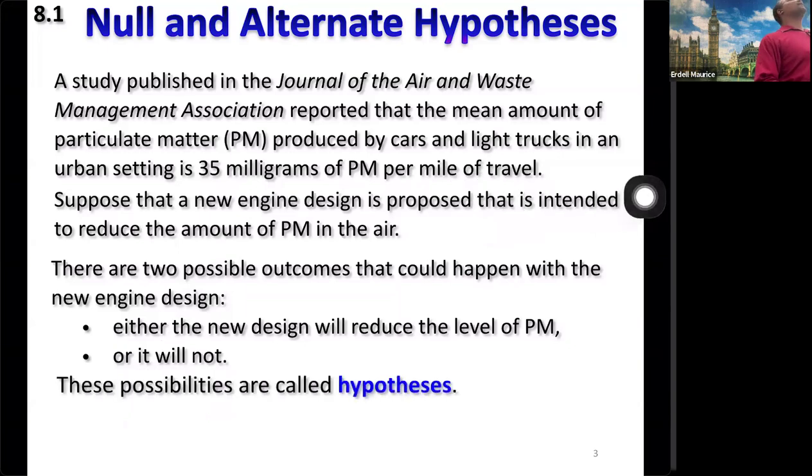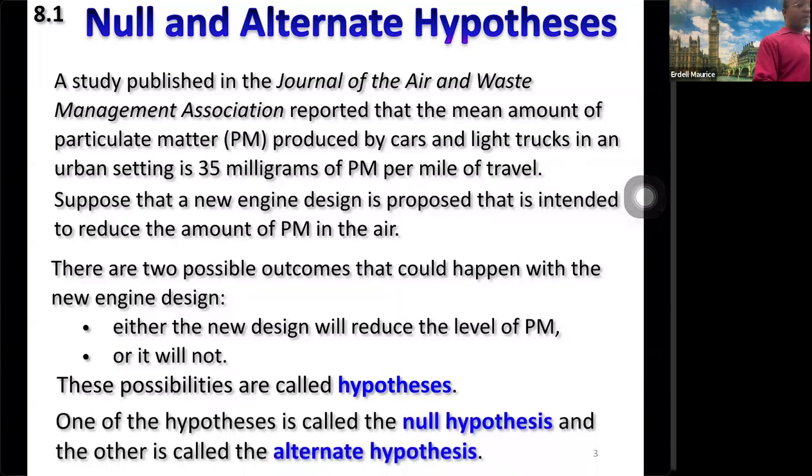These two are called our hypotheses. One of these hypotheses is called the null hypothesis, or the nothing changed hypothesis. And the other one is called the alternate hypothesis, or alternately speaking, the on the other hand hypothesis.